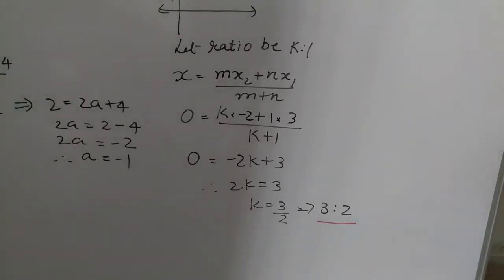So we have solved both the parts of question number 18. The first part answer is A = -1 and the second part is 3 : 2, the ratio asked.